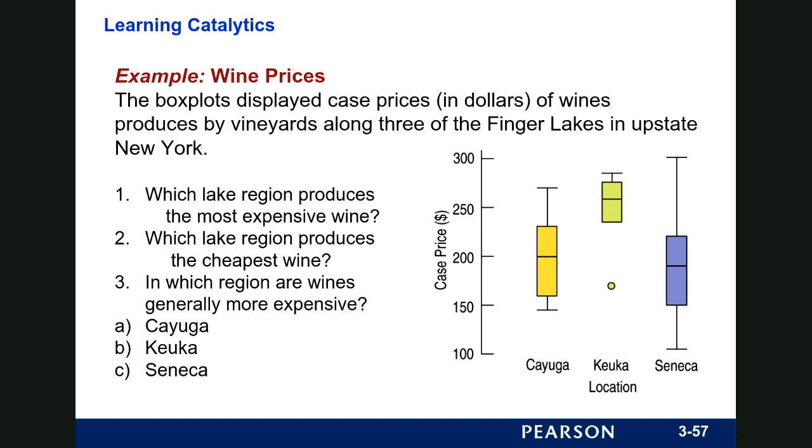Does anyone want to explain why you chose a certain answer choice? Judah? It's asked specifically for the most expensive wine, so we want to look at the higher fences or high outliers, and Seneca has the highest fence. So it sells the most expensive wine. Karina agrees with you, and I agree too. So we're looking at the highest fence for the most expensive wine. We don't look at anything else. We look at the highest fence.